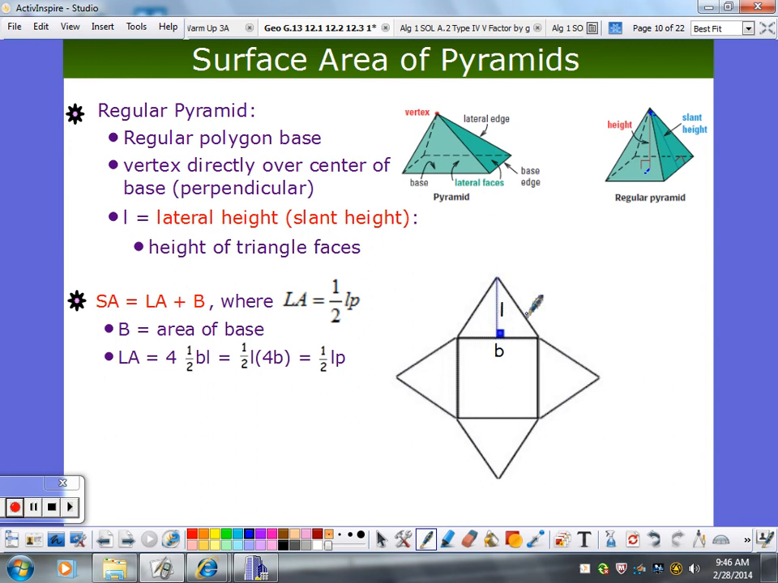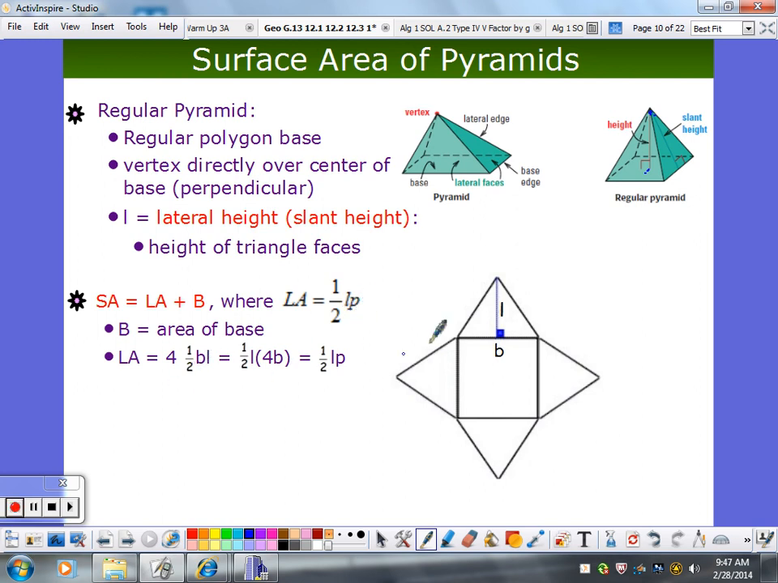So here's a pyramid with a square base, or maybe it's rectangular, that I unfolded here. If it's a regular pyramid, the sides will be congruent. So if it's regular, it is a square base. So again, capital B is the area of the base, plus the lateral area, the area of these triangles. Now lateral area is 1/2 L, where L means lateral height, times the perimeter of the base.